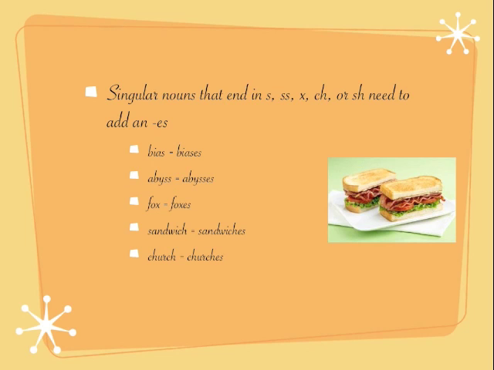Okay, now let's talk about turning these singular nouns, which, remember, singular means one, into plural nouns, which means 2 or more. So any singular noun that ends in S, SS, X, CH, or SH needs to have an ES at the end of it. I've given you guys many examples right here: bias, abyss, fox, sandwich, and church. And I even gave you a picture of a sandwich.